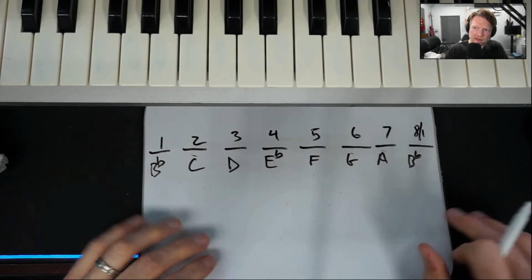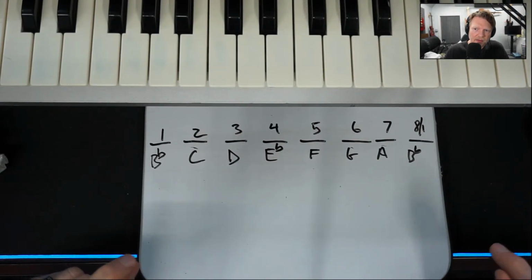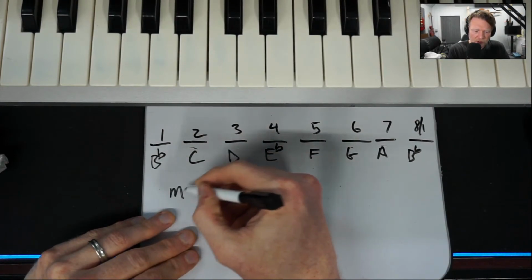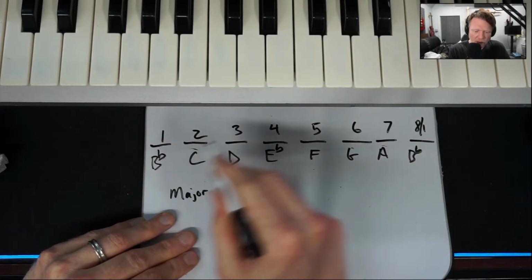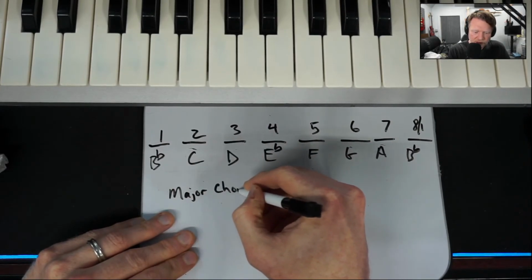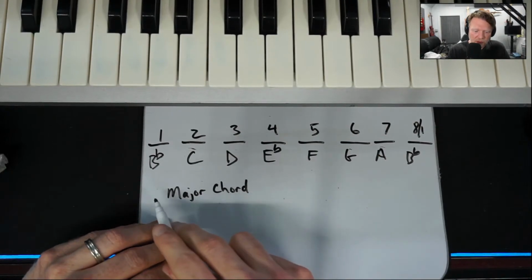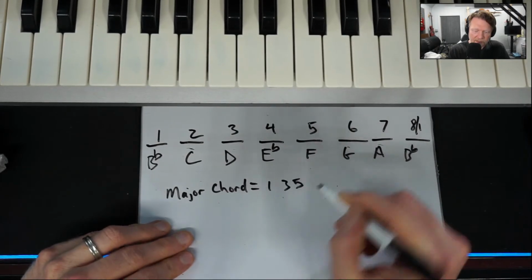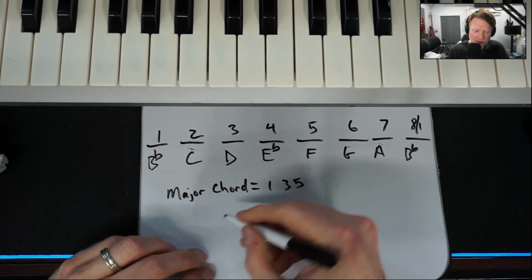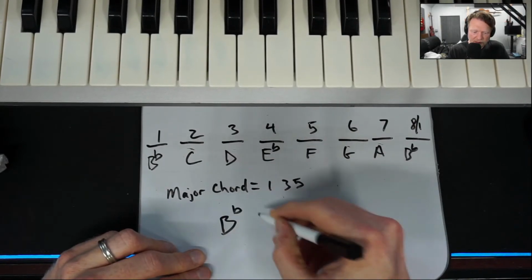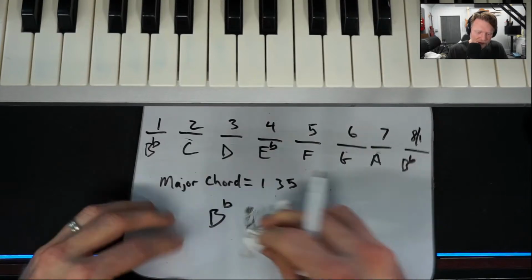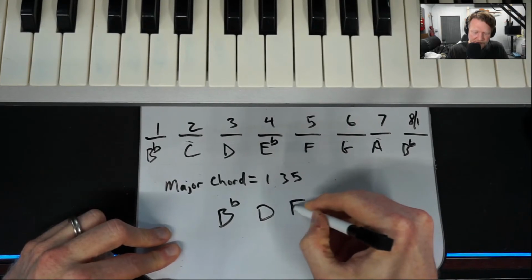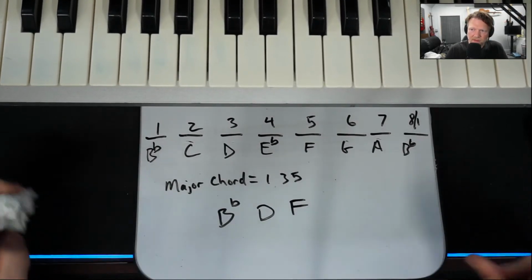Another important thing with this is those extra numbers. A major chord is going to have the 1, the 3, and the 5 in it, just the way it is in the major scale. So a B flat chord equals 1, 3, and 5. The notes in a B flat chord are B flat, D, and then our 5 is F.